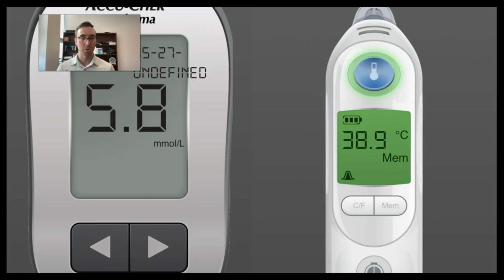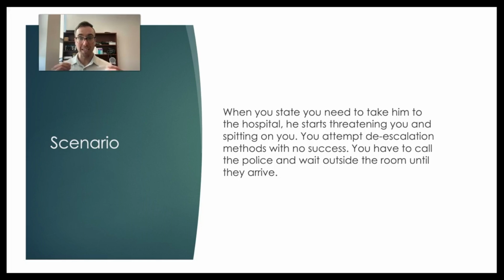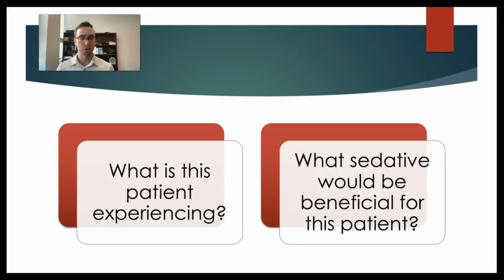When you take his blood glucose, it's 5.8, so he's not hypoglycemic, and his temperature is reading 38.9, so he's febrile. When you state you need to take him to the hospital, he starts threatening you and spitting on you. You attempt de-escalation methods with no success. You have to call the police and wait outside the room until they arrive. So what is this patient experiencing, and what sedative would be beneficial for this patient? So let's examine this.